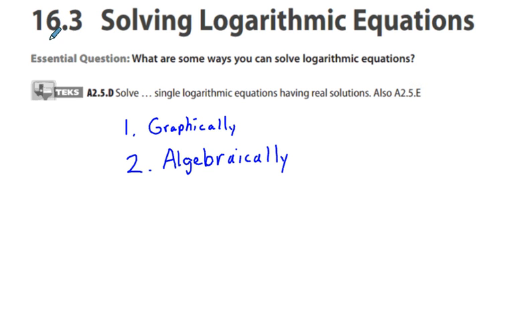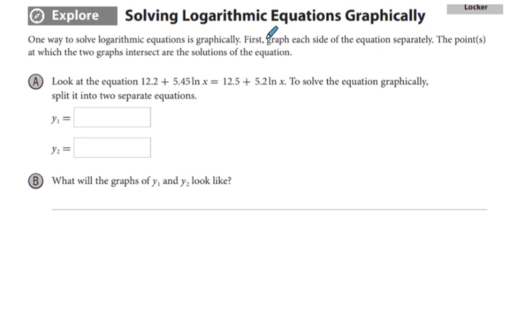Algebra 2, Chapter 16.3, Solving Logarithmic Equations. Essential question: what are some ways you can solve logarithmic equations? Well, the two ways we're going to look at in this introductory lesson are graphically and algebraically. So let's go to this first section, solving logarithmic equations graphically.